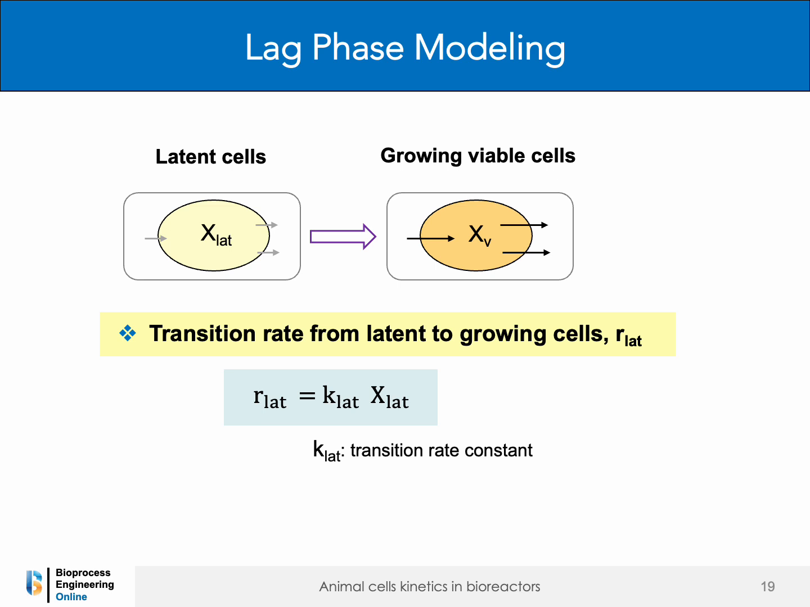The proportionality constant, K-lat, is called the transition rate constant. Its value determines the duration of the lag phase. The larger K-lat is, the faster the cells adapt and the shorter the lag phase.